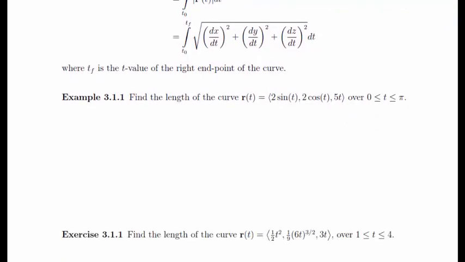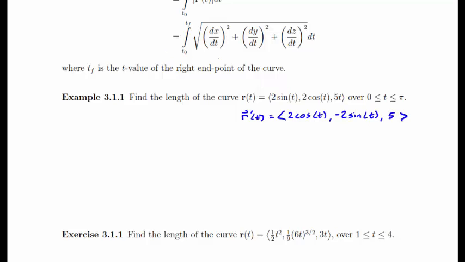So for example 3.1.1, find the length of the curve r of t equals the vector 2 sine of t, 2 cosine of t, 5t, over 0 is less than or equal to t is less than or equal to pi. So we need the derivative, first off. r prime of t equals 2 cosine of t, negative 2 sine of t, comma 5.